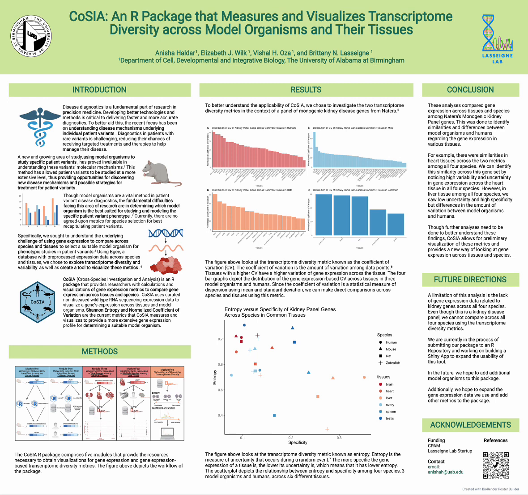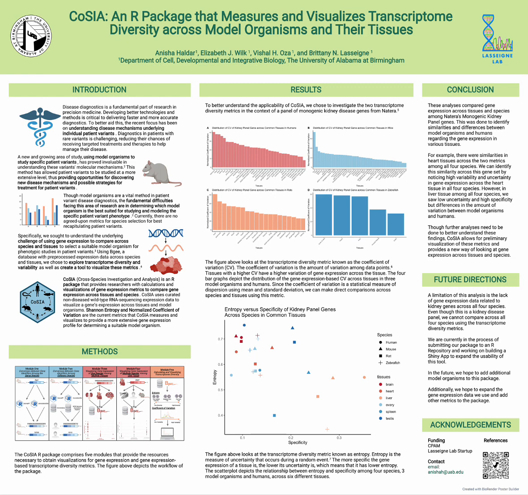The 2 transcriptome diversity metrics were explicitly calculated for this gene set and visualized in the 2 figures seen in the results section. The first figure looks at the coefficient of variation for humans and 3 different model organisms, rat, mouse, and zebrafish. The figure looks across tissues that have commonalities to at least one other species in this analysis.